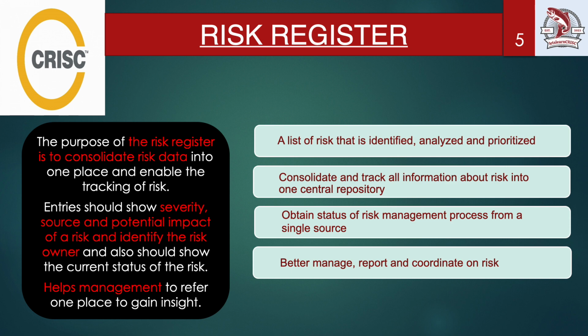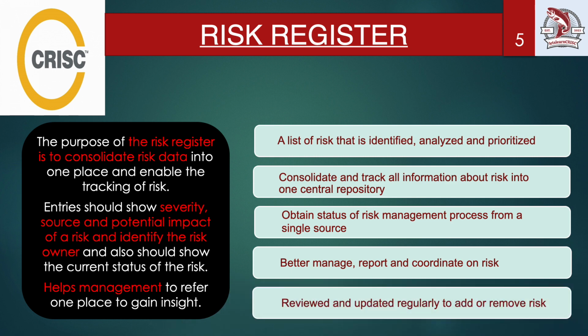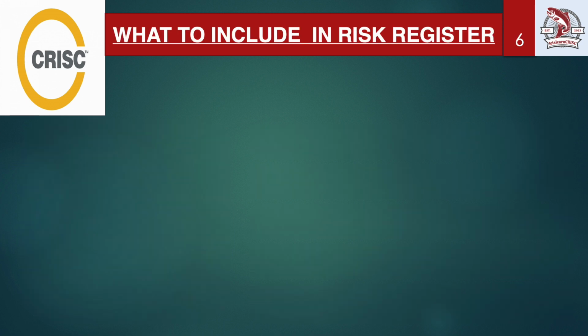At any given time, the risk register should document the entire risk universe of the enterprise, right? So friends, let's understand what to include in the risk register, right? What all things can we include in the risk register? So friends, till now we have understood that the risk register is made of a list of risks and tracking fields, right?